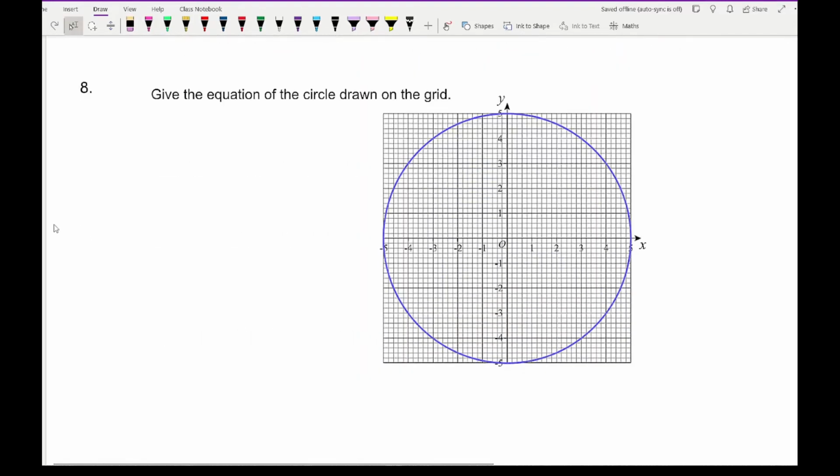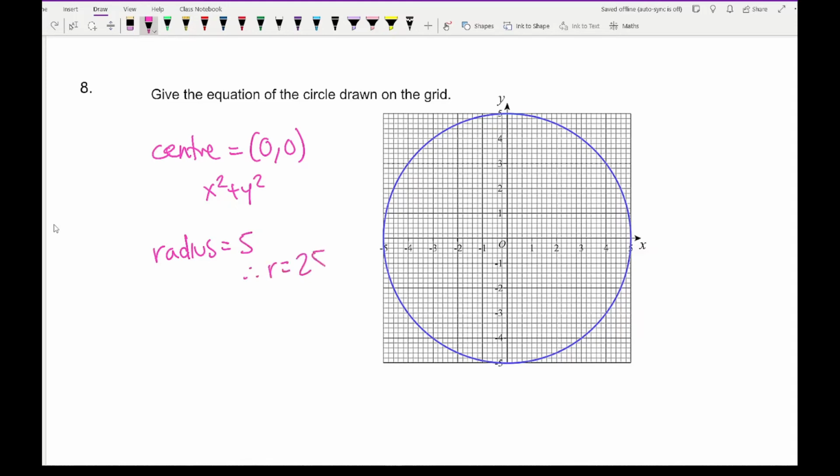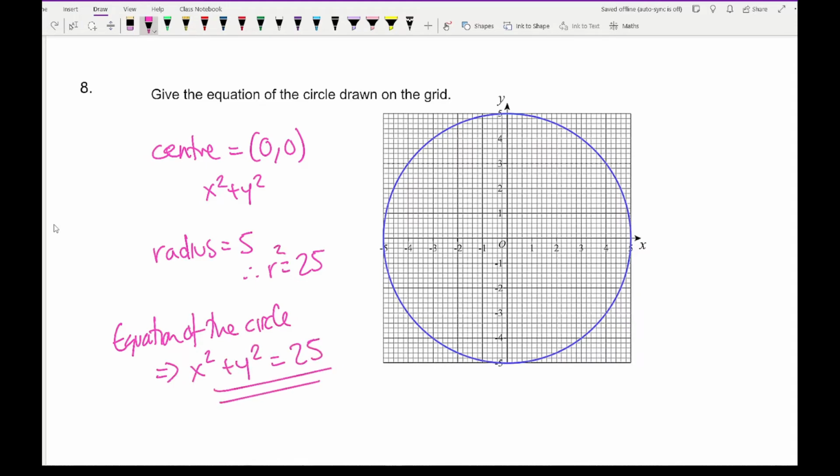Moving on to question 8, it says give the equation of the circle drawn on the grid. As you can see here, the centre is 0, 0, so that means it's going to be x squared plus y squared. The radius is 5, so therefore r squared equals 25. So the equation of the circle is x squared plus y squared equals 25.